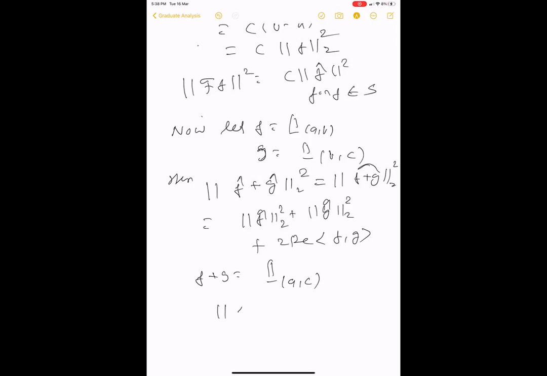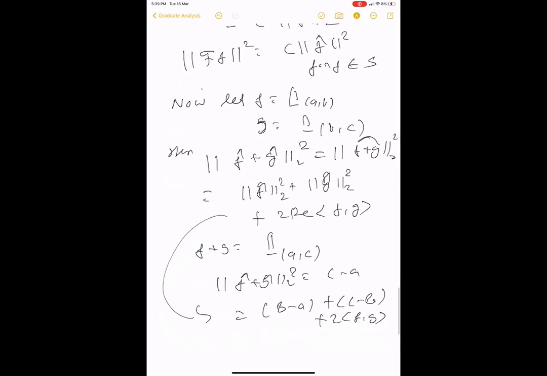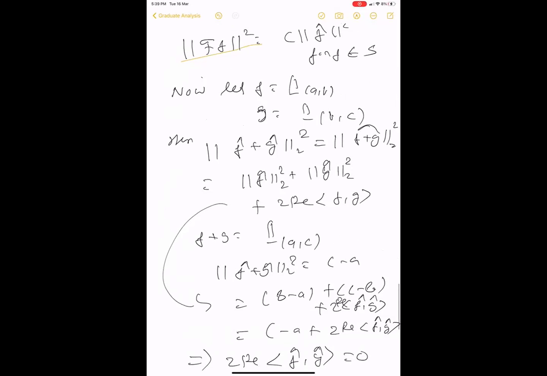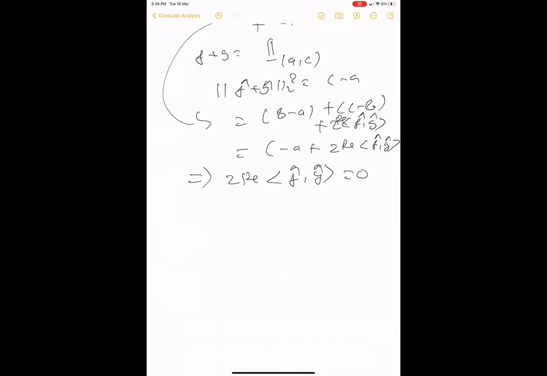So norm of f hat plus g hat square equal to C minus A. On the other hand, norm f hat squared equal to B minus A, and norm g hat squared is C minus B, plus 2 times real part of f hat g hat, which is equal to C minus A plus 2 times real part of f hat g hat. So this implies 2 times real part of f hat g hat equals 0, for f in 1 AB and g in 1 BC. Okay, this is just all silly verification, but we have to do it.